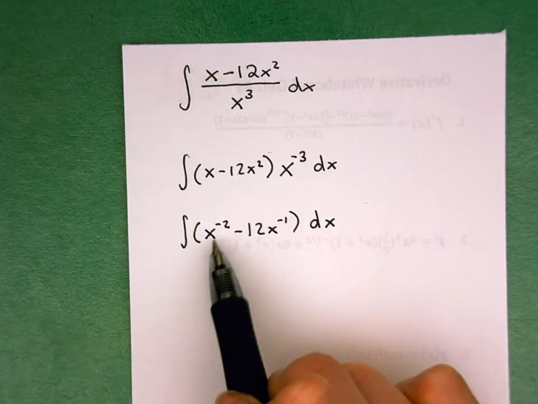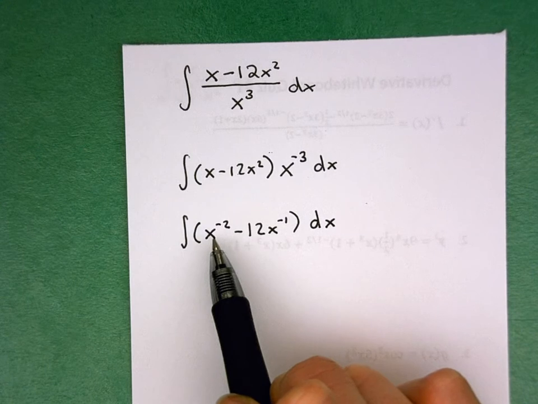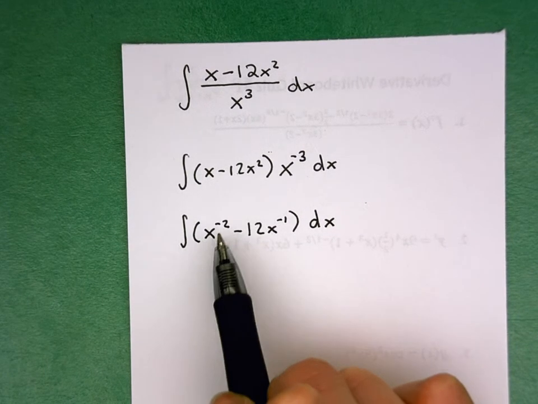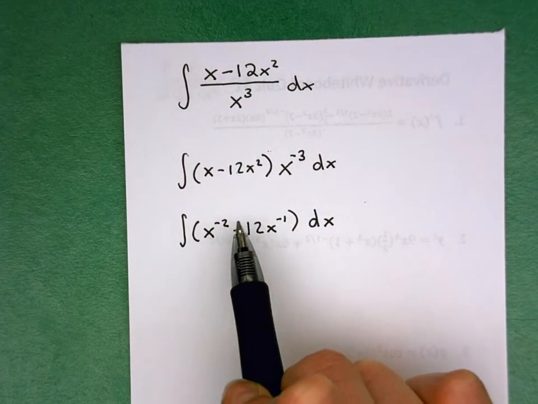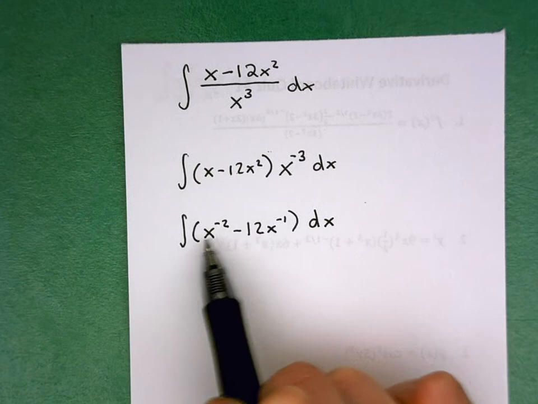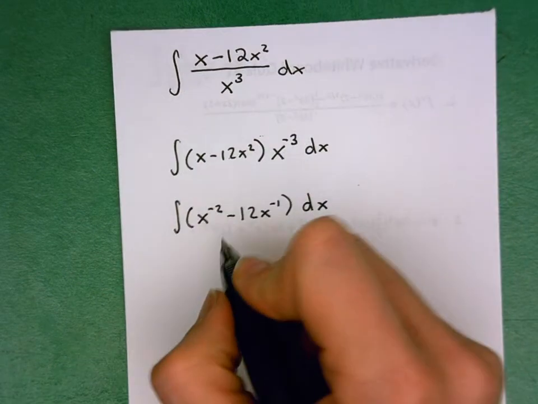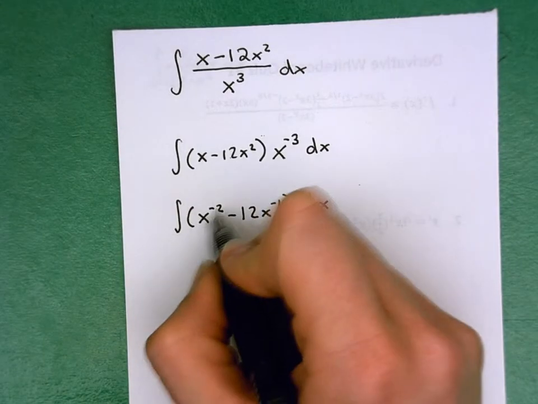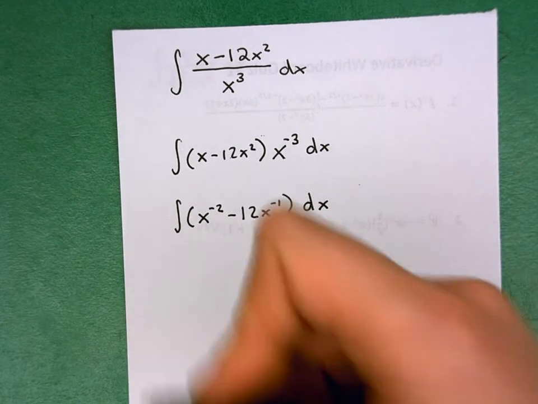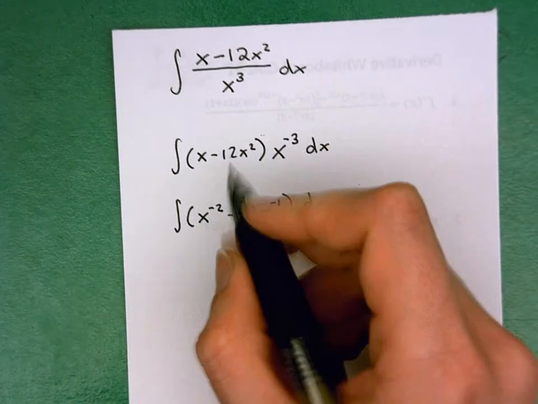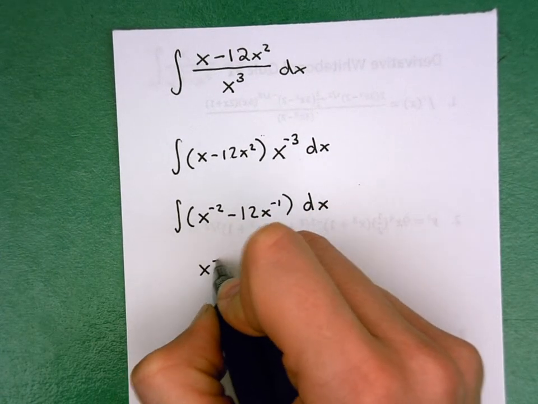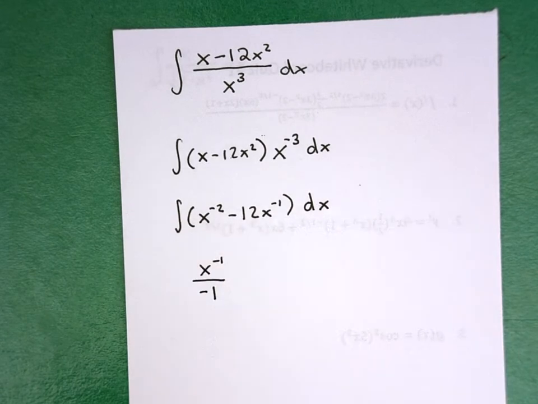Okay, so now that we have this x to the -2, that fits that power rule. Singular variable to an exponent, as long as the exponent isn't -1. And so I know I can use power rule to take the integral of that term. Okay, so I'm going to go ahead and add 1 to the exponent and divide by the new exponent.